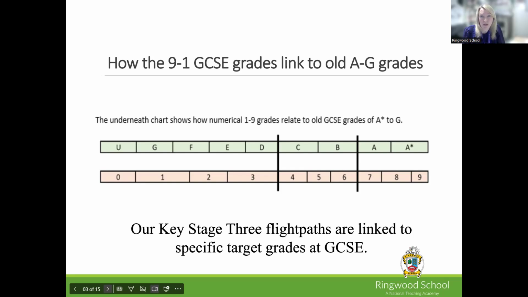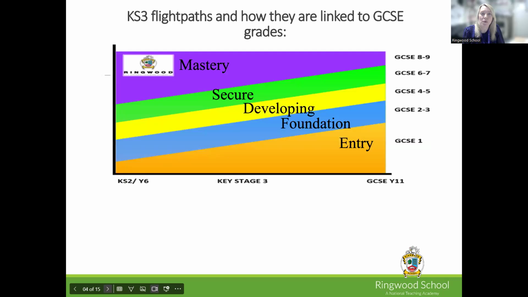Our Key Stage 3 flight paths are linked to those specific GCSE target grades that are provided for your child through the education charity and then looked at by all their teachers to check that they think those grades are realistic for them. What we then do is produce, using those grades, a Key Stage 3 target flight path. You can see our 5 flight paths there. At the lower end of the spectrum, we have the entry flight path, for students who will end up being targeted a grade 1 for their GCSE when they get to year 10.